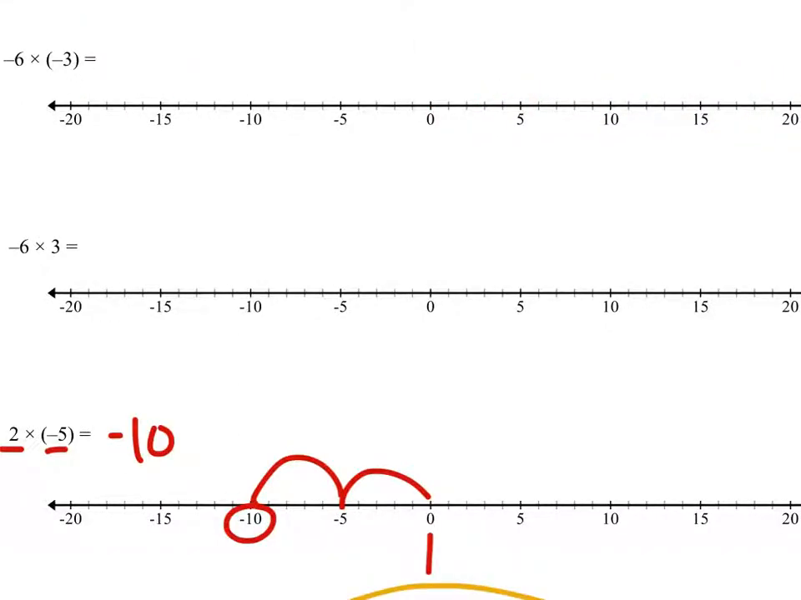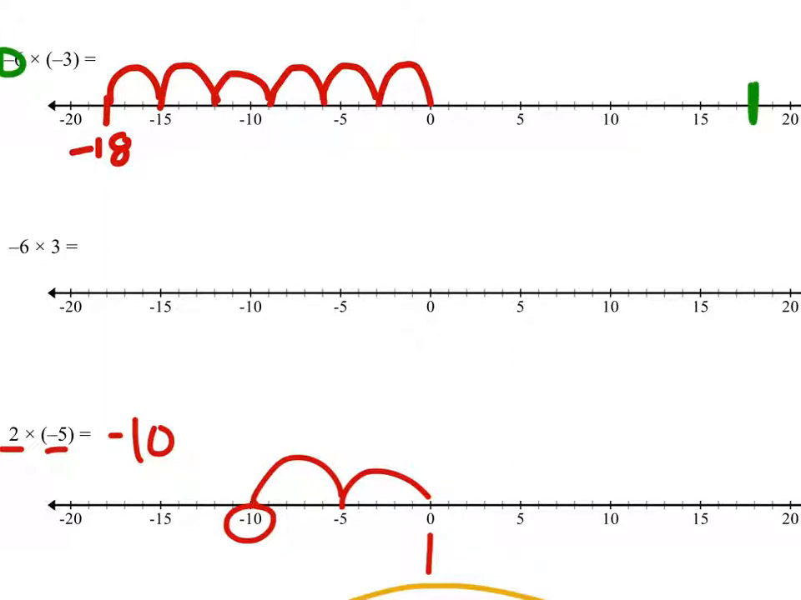So this one now is the opposite of 6 groups of -3. So let's give ourselves 6 groups of -3. Bam, there we go. 6 groups of -3. That takes us to -18. But right here in the front, that's going to be the opposite of -18, which is bam, right here, positive 18.